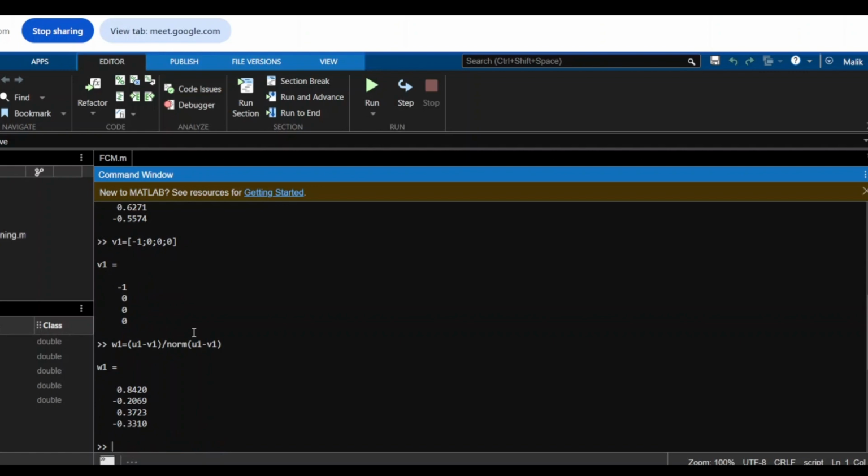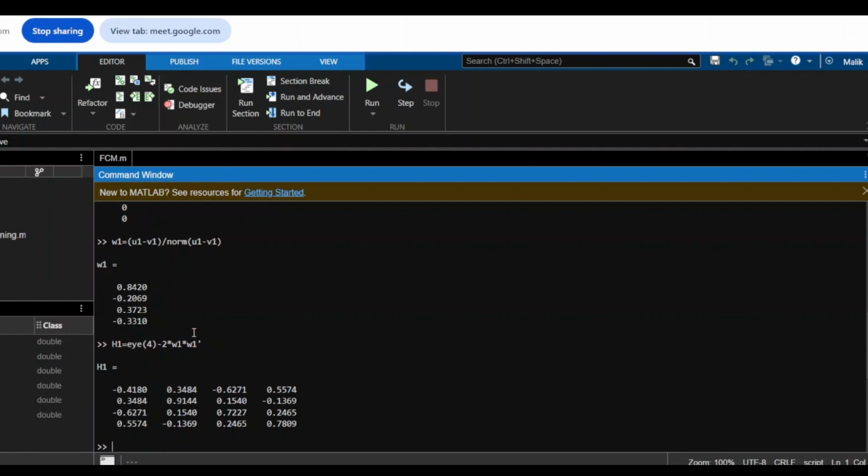So for the first column, we have gotten this. Now we will write the H1 matrix. What will be the H1 matrix? It will be I of 4, right? Because it's a 4 cross 4 matrix. I of 4 minus 2 into W1 into W1 transpose. So this is basically our H1.